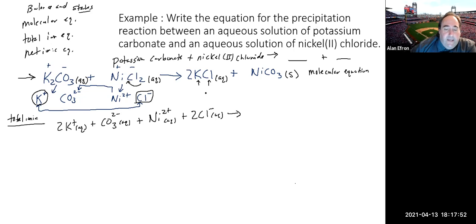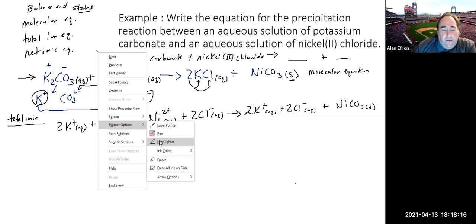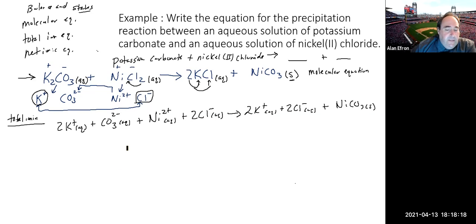Coming on our other side, the 2 here will distribute to each of these guys, and that will give me 2 potassiums plus 2 chlorides. And here we have a solid which will stay together. That is nickel carbonate, which is our solid. That would represent our balanced total ionic equation. Any questions on that one there?